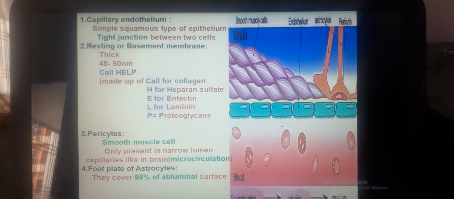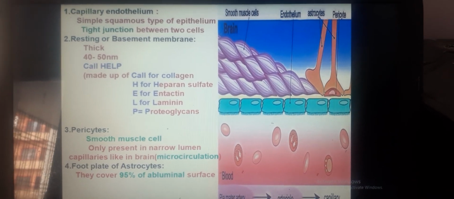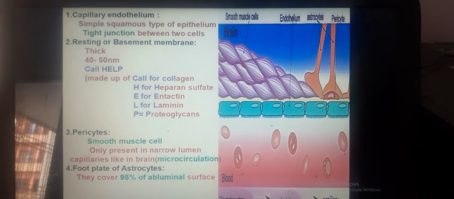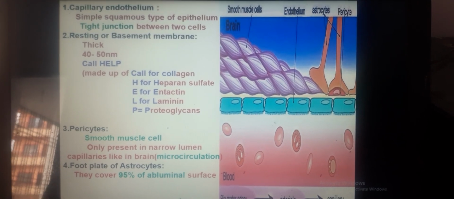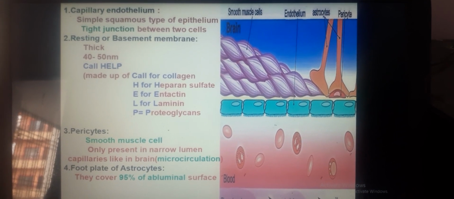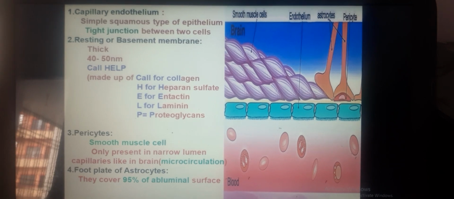That is the capillary endothelium. It is of simple squamous type, that is, a single layer and flattened. There is a tight junction between two cells. This is very important, that there is a tight junction.